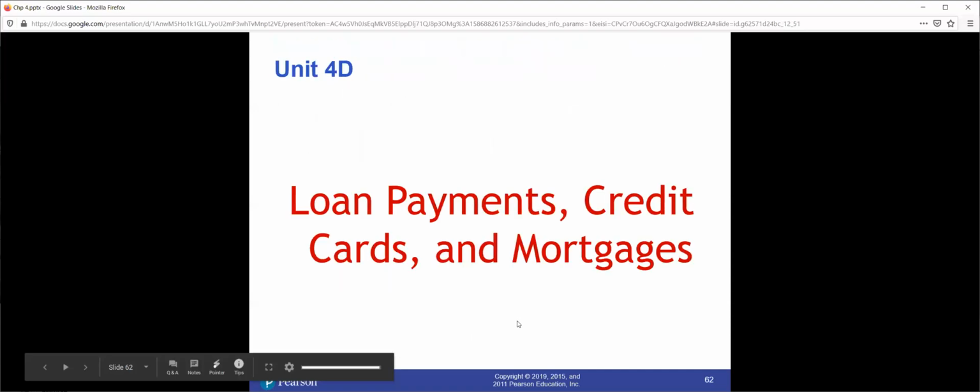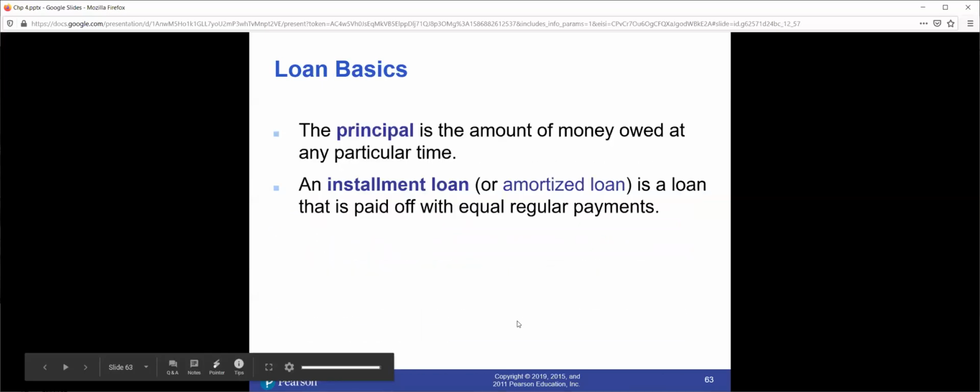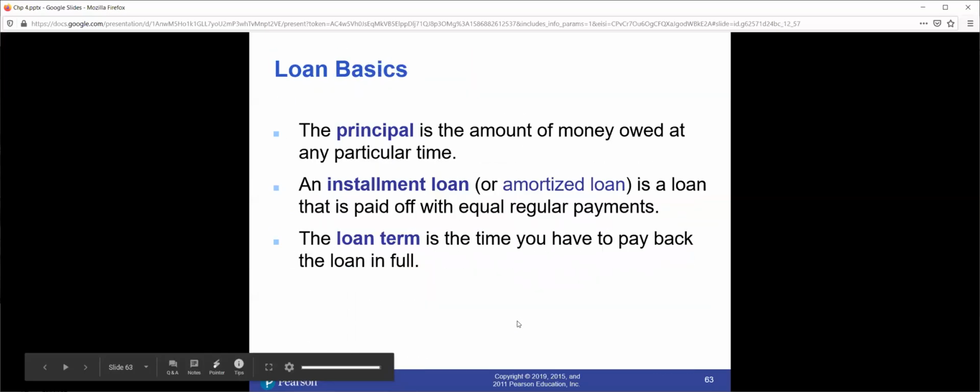All right, last section of this chapter, Unit 4D, loan payments, credit cards, and mortgages. Fantastic. Let's talk some basics of loans. Loan speak is, as with everything in this class, slightly different than regular conversation. The principal, for example, is the amount of money owed at any particular time. When you take out a loan, the amount you have to pay back to the bank before you're done paying it back is called the principal.